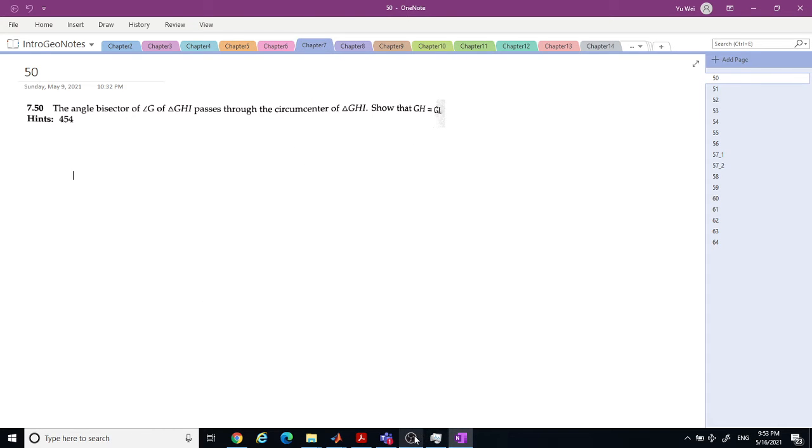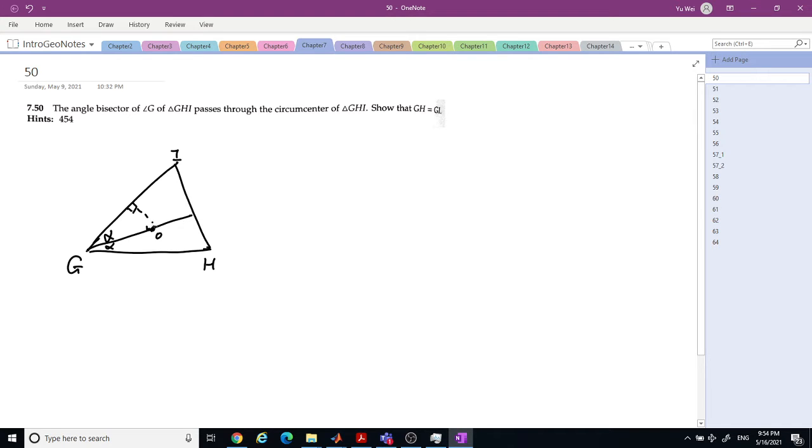Okay, so let's start with the chapter 7 challenge problem. Let's see the first one. We have a triangle GHI, and the angle bisector of G is alpha, and alpha is also passing through the circumcenter. So we want to show that GH is equal to GI.